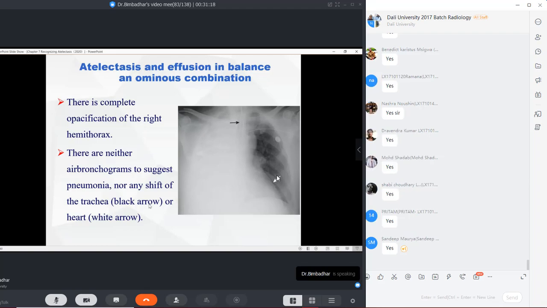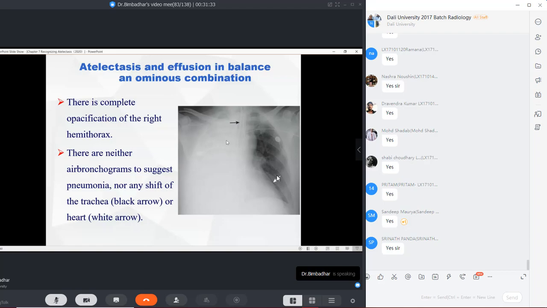right. And you can also see here atelectasis and effusion is an ominous combination, ominous in the sense that they are working together. And you see here there is an opacification of the complete right.